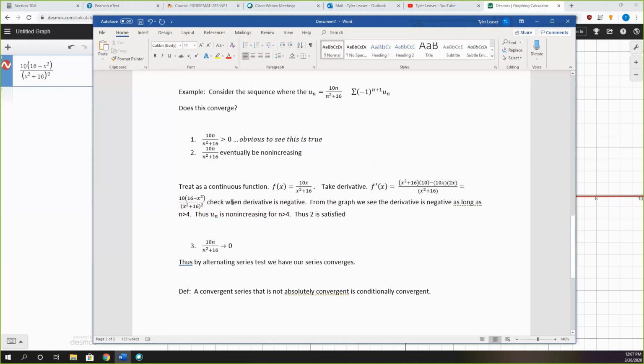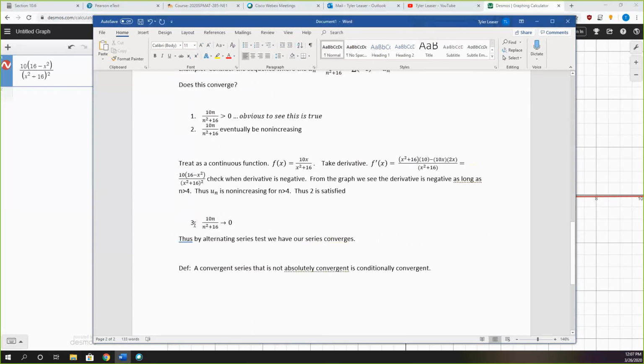So to check when the derivative is negative, from the graph, we see that the derivative is negative as long as n is greater than 4. Thus, my u sub n is non-increasing for n greater than 4, and thus my condition 2 is satisfied. My u sub n sequence values are non-increasing.